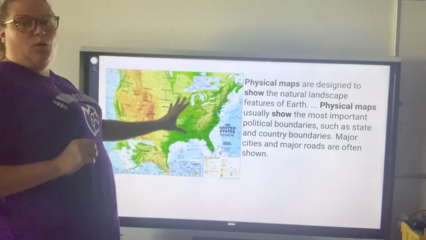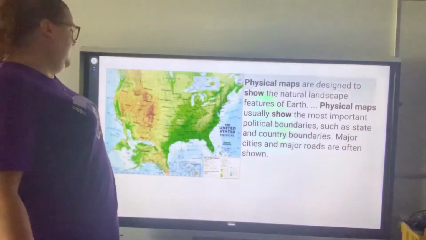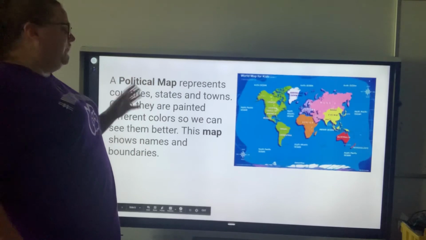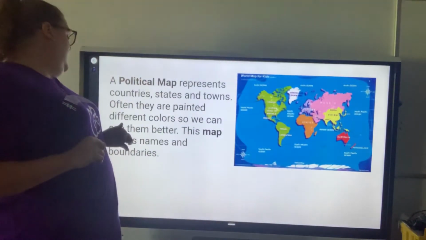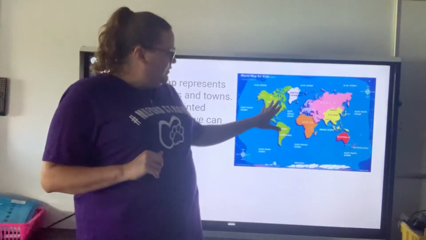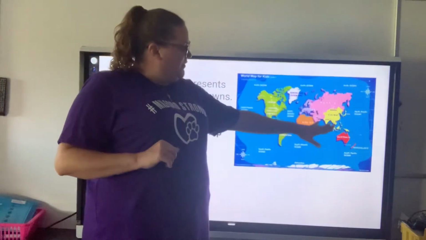Physical maps are more about what the land looks like that you're looking at for a map. Political maps represent the countries and states and towns. They're often different colors so that you can see them very clearly. And this map shows names and boundaries. So you can tell here that you've got your continents here. They've made them very clear.